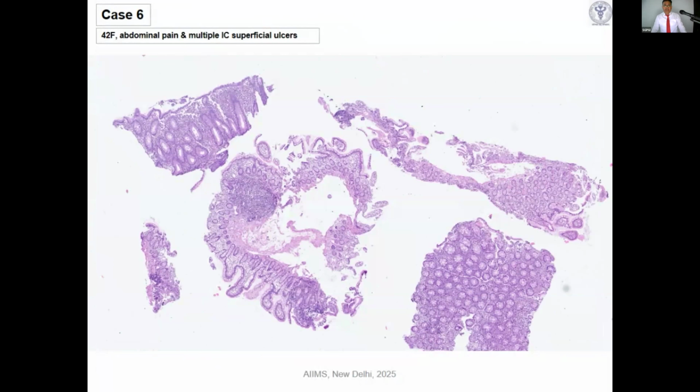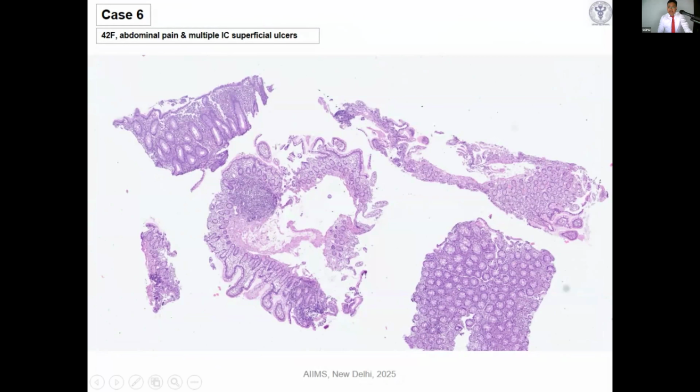Let us see case number 6. This is a 42-year-old female presenting with abdominal pain and multiple ileocecal junction superficial ulcers. What can you see? Do you think this is tuberculosis or Crohn's or anything? So what are the findings? These are the ileal fragments. These are possibly from the cecal area. Inflamed or not inflamed?